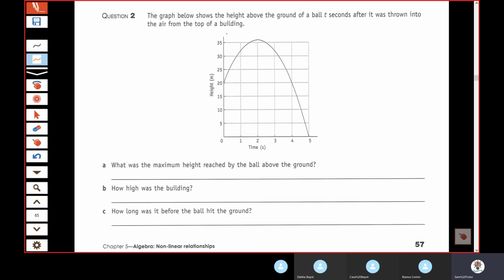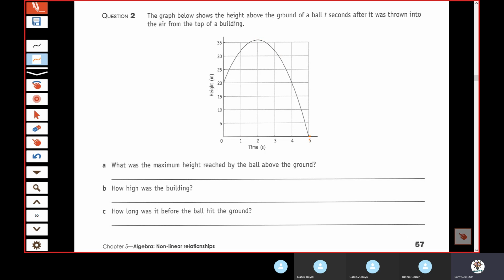The graph shows the height above the ground of a ball t seconds after it's thrown into the air from the top of a building. So it started off at 20 meters. We can see that from the top of the building. You throw the ball, it reaches somewhere here, and then comes down to the ground. We understand how this is describing the motion of the ball that's been thrown. So Sam's somewhere here. He throws the ball, gets it as high as he can, and then eventually the ball's got to come down.